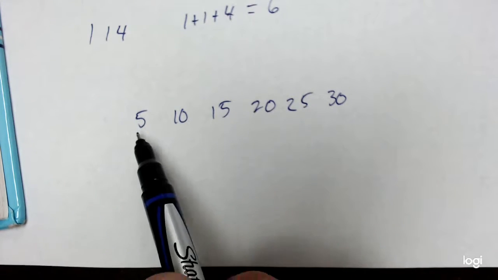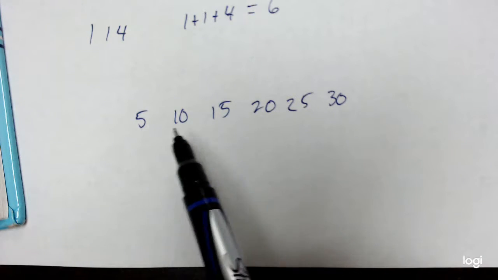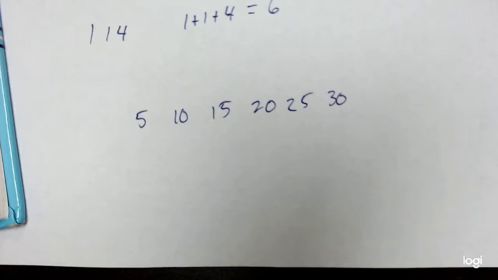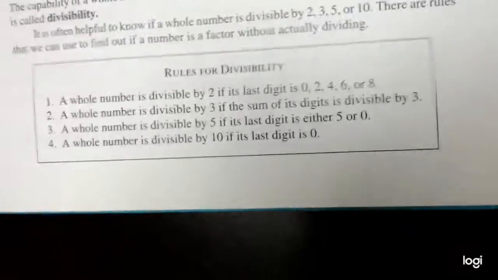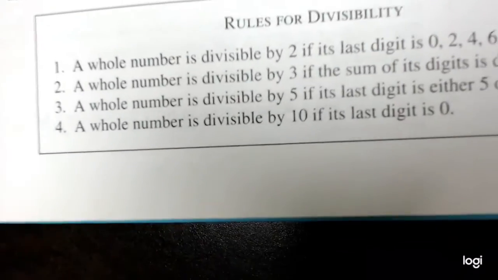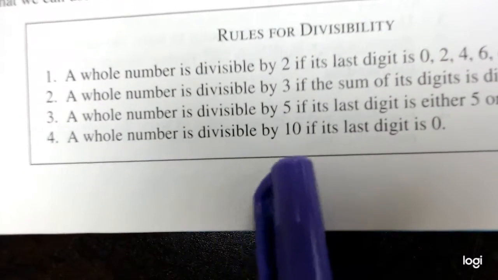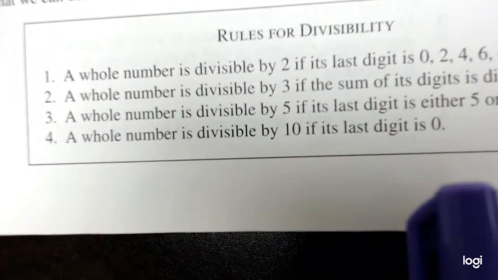So if the last digit is 5 or 0, because it just goes 5, 0, 5, 0, 5, 0, then we know the number is divisible by 5. All right. And the last rule, which is probably the easiest one, is a whole number is divisible by 10 if its last digit is 0.